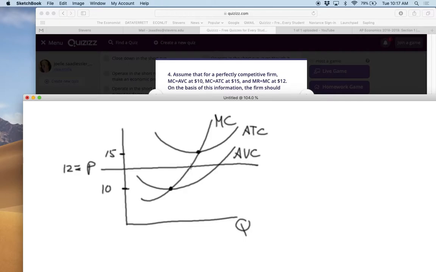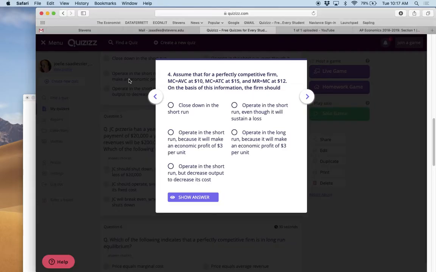Okay, so this is a situation where the firm is producing this quantity, where marginal revenue equals marginal cost. It is losing money, but it is not shutting down. In the short run, it's going to stay in business. So this firm should operate in the short run, even though it will sustain a loss. Even though it's losing money, it's still going to be operating in the short run because it's going to lose less money than if it shuts down immediately.